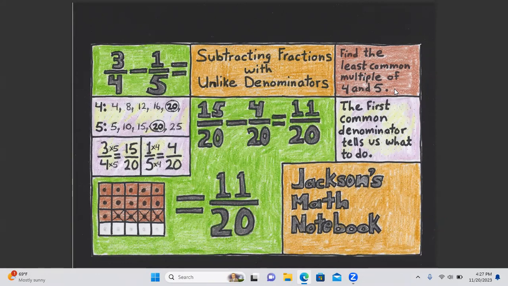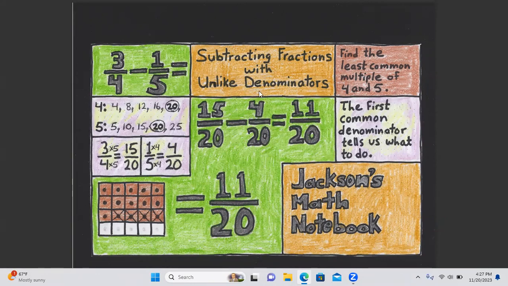I firmly believe that anchor charts are a great way to understand difficult topics. And many students find fractions to be one of the more difficult topics to study in math. But today we're going to make that process understandable by subtracting fractions with unlike denominators.